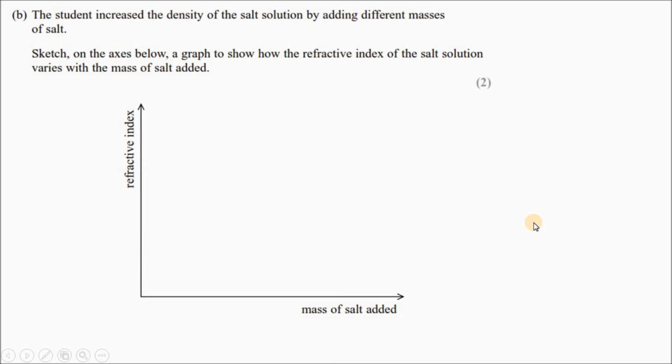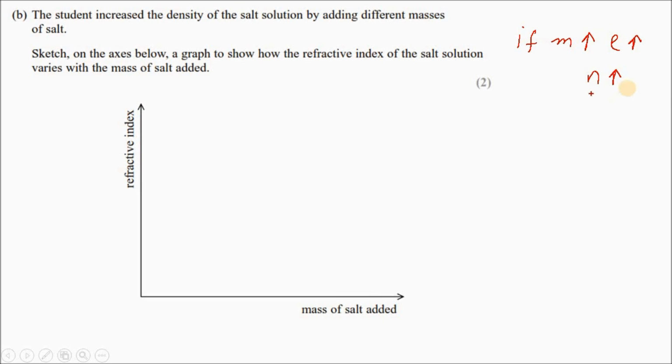The student increased the density of the salt solution by adding different masses of salt. Sketch on the axis below a graph to show how the refractive index of salt solution varies with the mass of the salt added. Okay, so you know that if you increase the mass of the salt, so density is increased. So if mass increased, so the density increase. That means generally refractive index also increased.